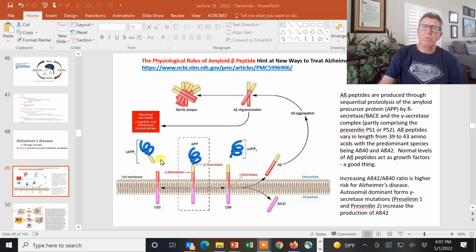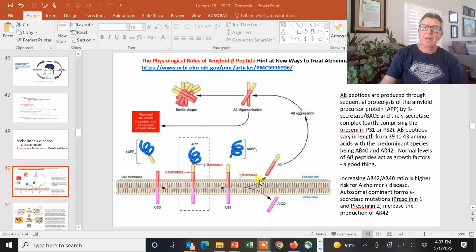Now, if you have too many of these coming through, like with chromosome 21, even though they're a normal length of about 40 amino acids, they aggregate by mass action. This is why people that have Down syndrome, which is trisomy 21, also develop Alzheimer's disease. They have a massive amount of plaques in their brains.